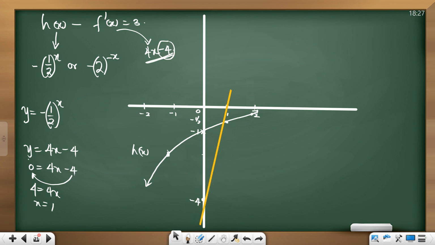How do I know it's a straight line? mx plus c. And if you derive a parabola, you'd get a straight line. What does this mean? Now, we are looking for a place where the distance between them, the difference between these two functions, is 3. What is the x value at that point? Done.